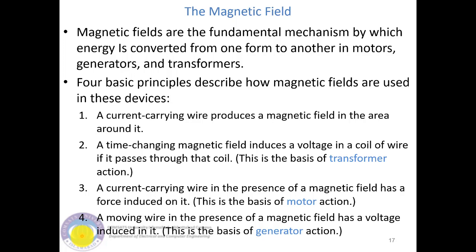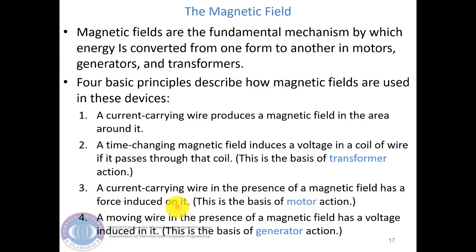Then we defined the basic working principles, and we said that whenever we have a wire with current flowing through it, there will be a magnetic field in the area around it. If that magnetic field is time changing and we bring another coil or wire close to it, a voltage will be induced in that coil, and we call this the transformer action.